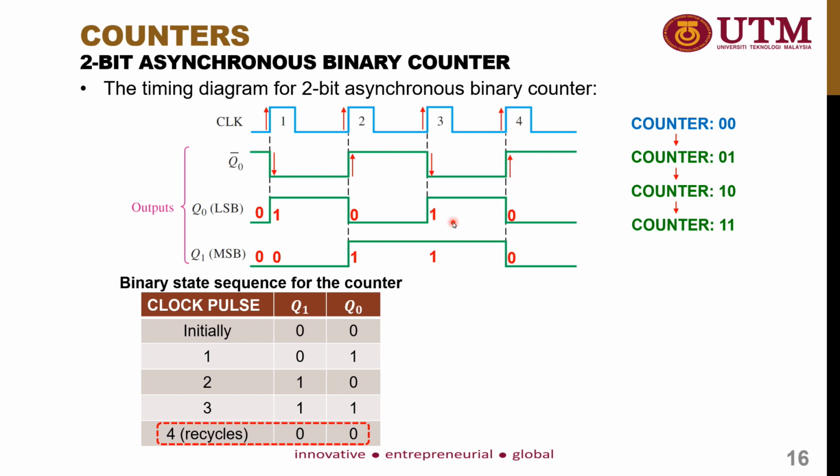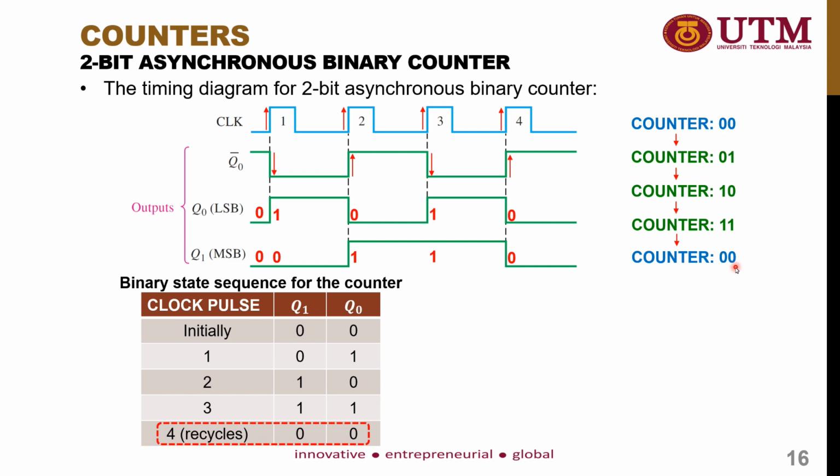Therefore, the output of Q0 will change from 1 to 0, and the output of Q1 will change also to 0. Okay? So it means that at the fourth state sequence, the 2-bit asynchronous binary counter will reset back.